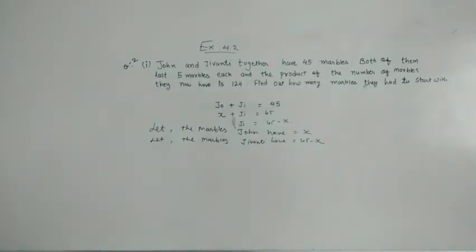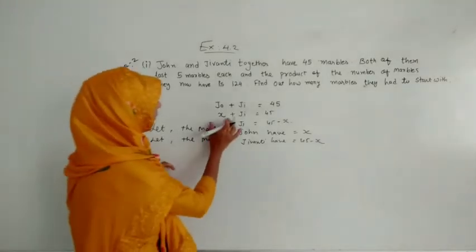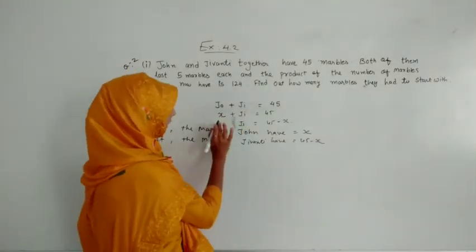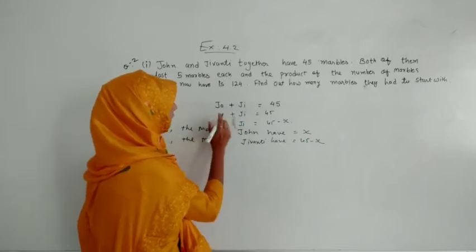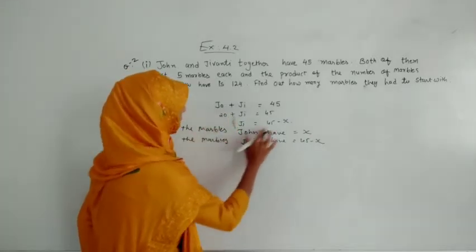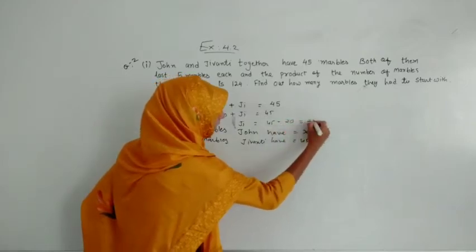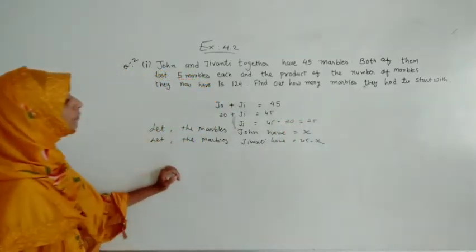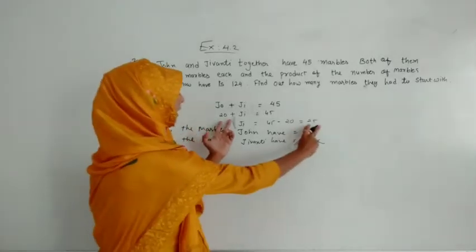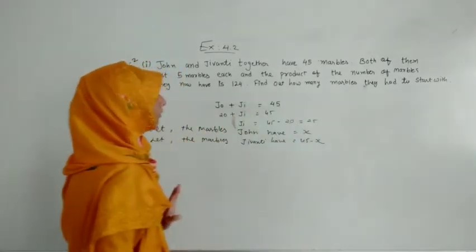Both of them lost 5 marbles each. Now both of them lost 5 marbles each. Means the concept was like that: if John had earlier 20 marbles, suppose, then how many marbles does Jivanti have? So we will write it as 25 marbles. Only then they are forming a total of 45.